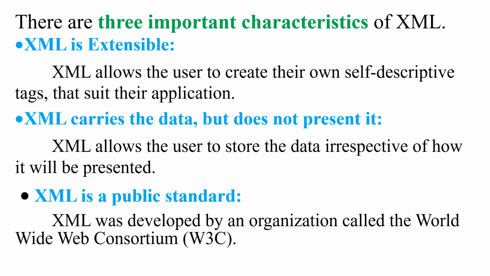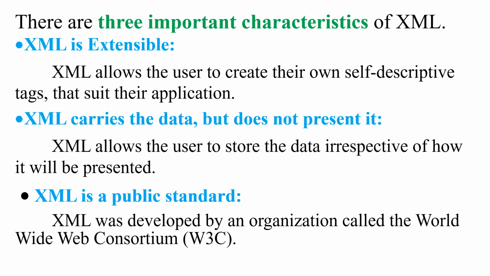There are three important characteristics in XML. The first one is it is extensible. XML is usually defined as extensible markup language because it allows the user to create their own self-descriptive tags based on their application. So whatever tags suit their application, they can write the code according to it.